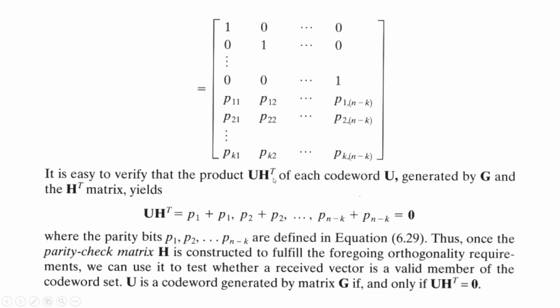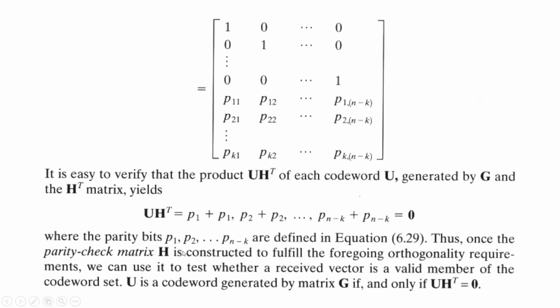The product U H transpose, of each code word U generated by G and the H transpose matrix, yields, so U H transpose, where this is the code word and this is the H transpose matrix, will always be equal to 0. Here the parity bits are P1, P2 up to Pn minus K.